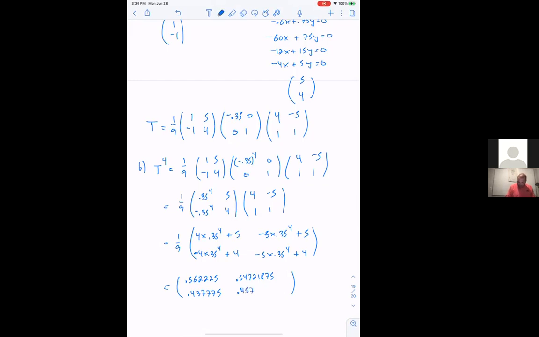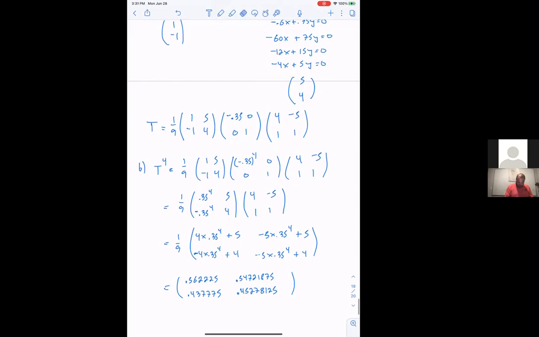So I'm going to check my math. 0.45278125. Did I put it incorrect before? Maybe. I didn't think I did. I mean, they do have to add to 1, which they do. Negative 5 times 0.35 to the fourth plus 4 divided by 9. So did I make a mistake in the previous? Because everything else worked out great.